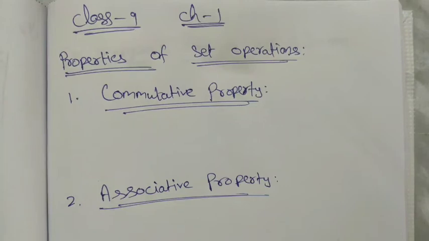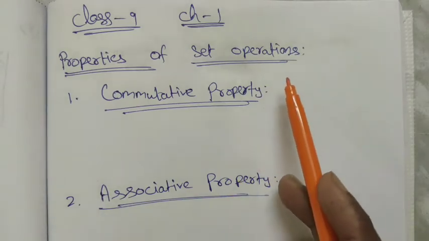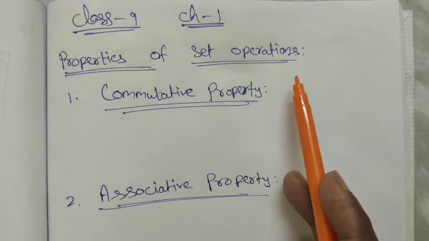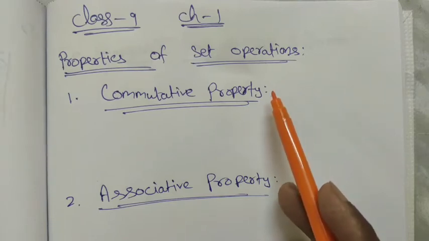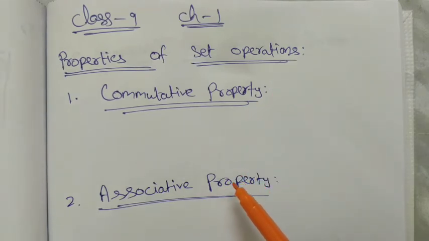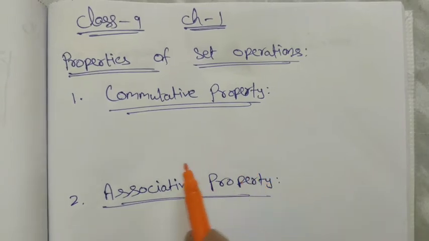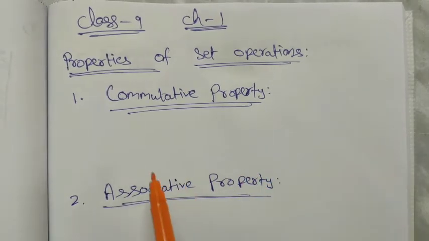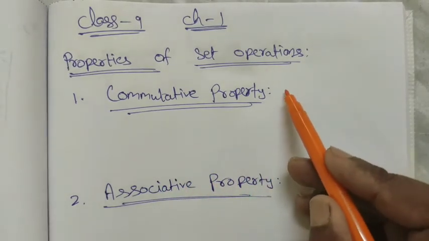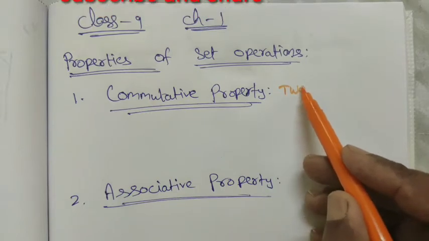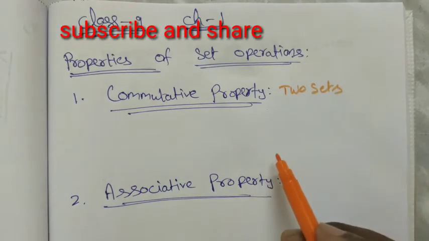Class 9, Chapter 1. Today we are going to see properties of set operations. The set operations we have already seen. Now we see what properties we have in the set operation. In the early classes, in 7th and 8th standard, we have already studied the commutative property and associative property. Here the commutative property means we have only two sets.